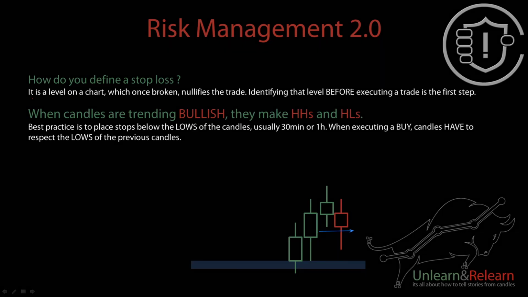Because once you're trailing your stops below the lows of the candles, you're expecting candles to make higher highs and higher lows. But once the previous low is broken, now you're out of the trade. Now this basically means that maybe price is going to start reversing. So risk management in this sense is really, really important. Whenever you go in profits, you're moving your stops below the lows of the candles if you're taking buys.